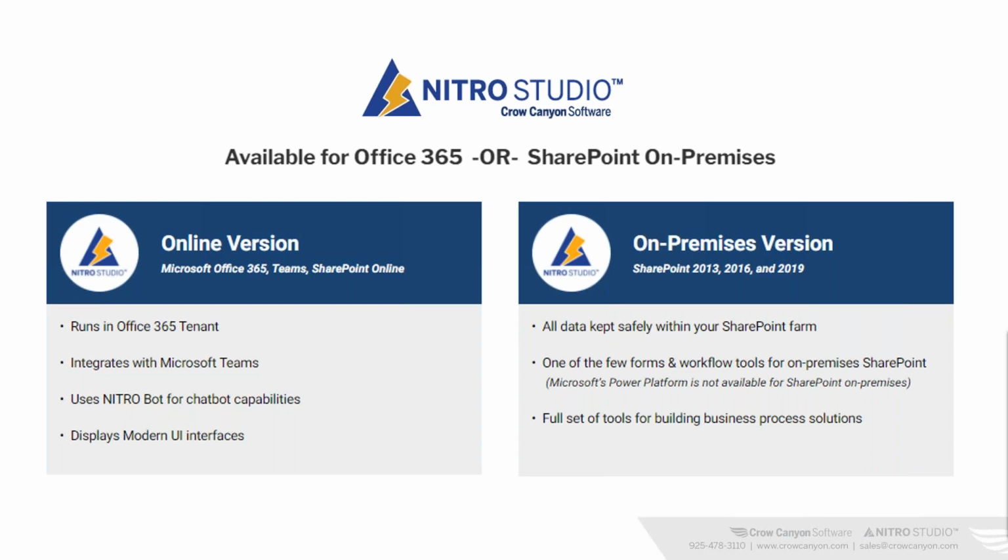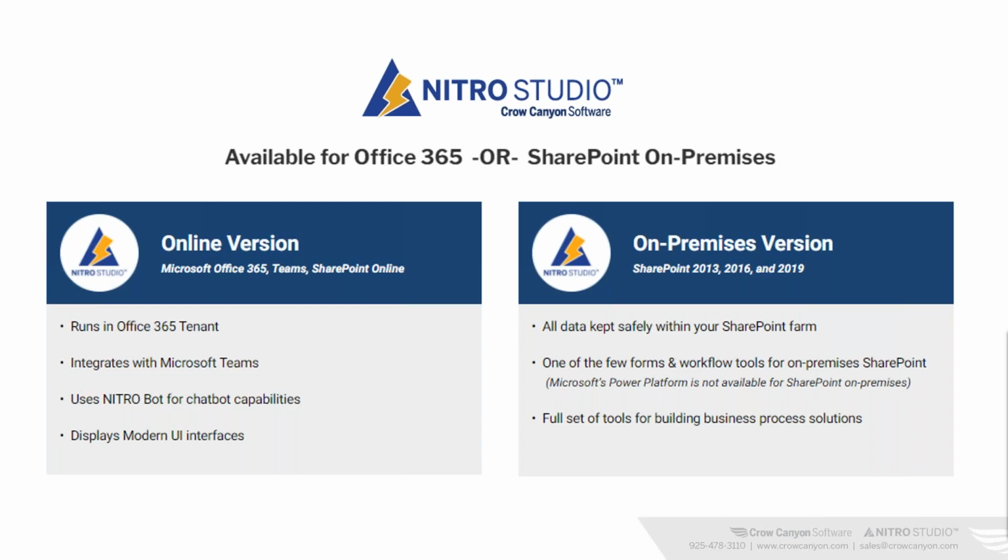SharePoint's the main place it integrates with, but also with the other things of Office 365, especially Teams. Now, when you go to the on-premises version, and we're talking about SharePoint 2013, 2016, and 2019, it's a little bit different. So many of the same capabilities. Of course, it doesn't have the Teams integration or the bots, but it does have added capability of keeping all your data within your SharePoint farm.